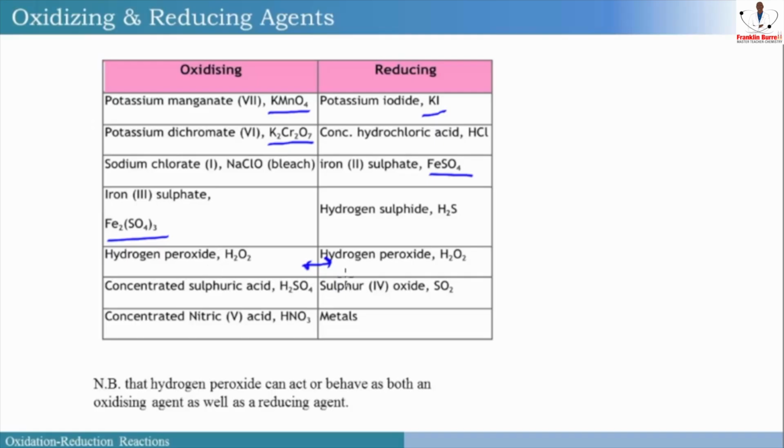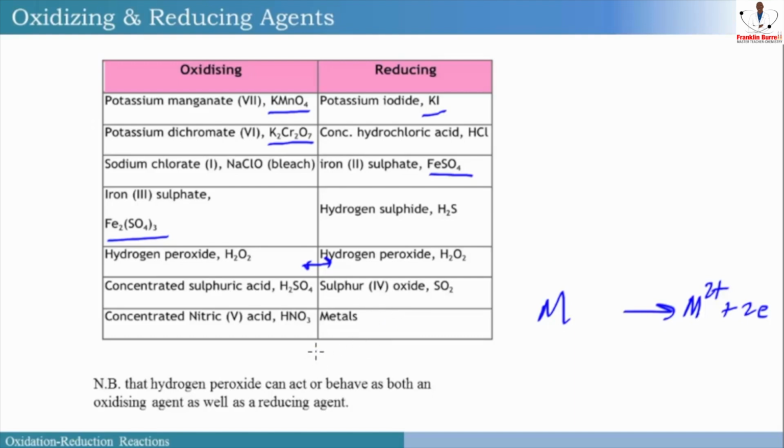Or if it is with a stronger reducing agent, it will act as an oxidizing agent. And remember earlier you saw SO2, and SO2 is another example of a reducing agent. Metals are reducing agents. Why? Well, metals lose electrons. And if metals lose electrons, then metals are oxidized. And if metals are oxidized, then metals are reducing agents.